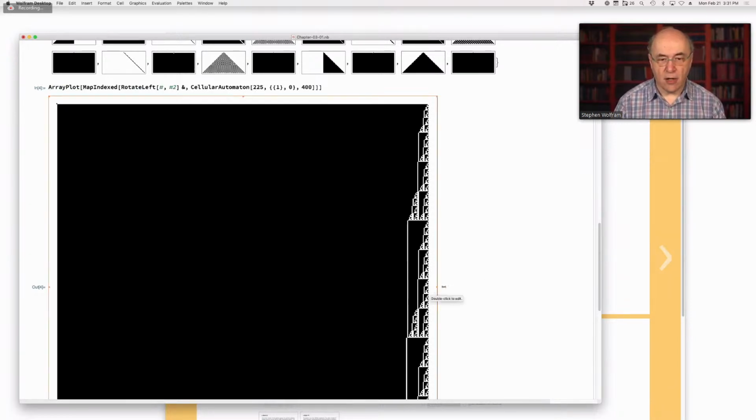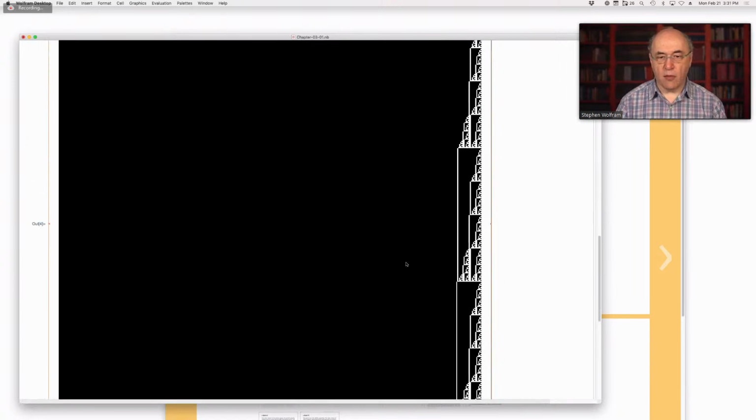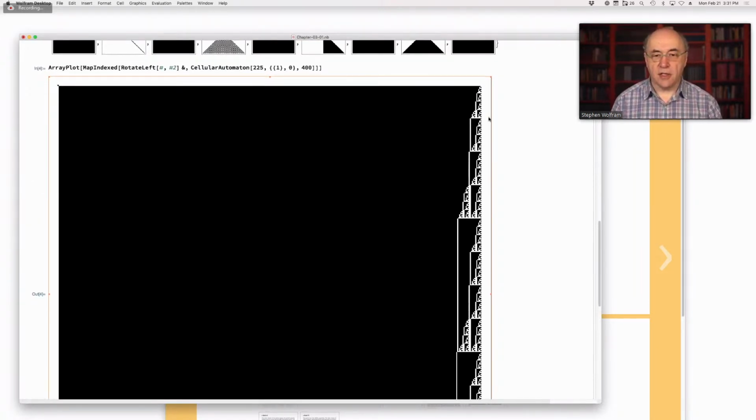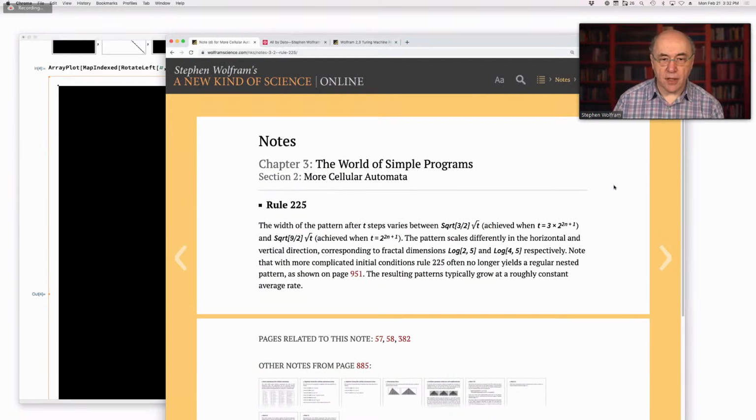Now what I did was I rearranged rule 225 to make it just go on the right-hand side. And you can see there that it has this nested pattern, but the nesting doesn't grow at the maximum rate. Instead, it's growing in a logarithmic way. And so in the NKS book, I think, I'm sorry, no, a square root kind of way. So the pattern at the tth step is about square root of 3/2 times square root of t.